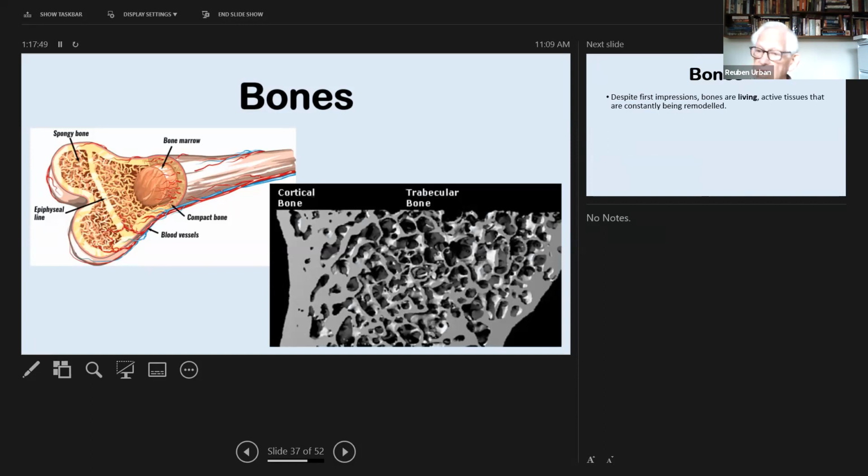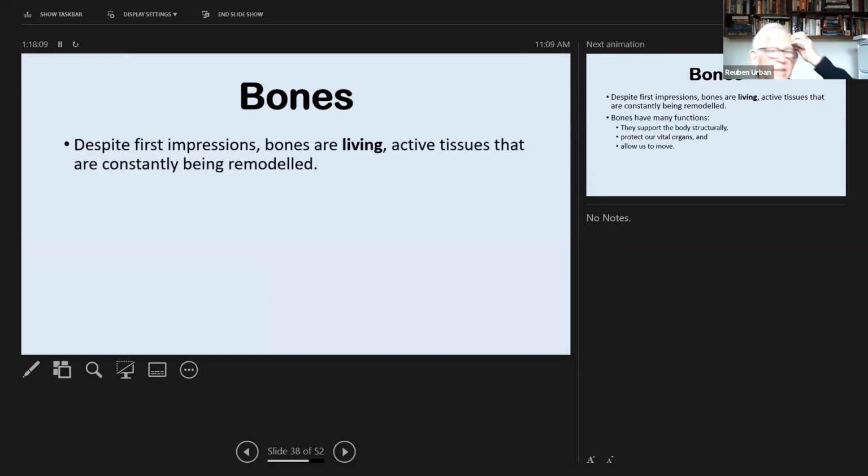Blood supply. Bone is not like a piece of wood or a piece of metal. It's actually a living thing and needs to be supplied. It's got a nerve supply and a blood supply. If you've ever broken a bone, you know how much it hurts. Despite what people think, it's very living, it's very active, and it's constantly being remodeled.